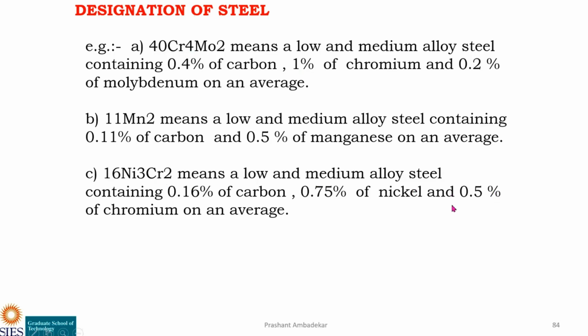See, the average content of chromium is how much? 0.5%. But then we will not write this 0.5%, we will multiply it by the multiplication factor. So 0.5 multiplied by 4, which is the multiplying factor for chromium. So 0.5 multiplied by 4 is 2. So here we are writing 2. Is this concept clear to all of you?